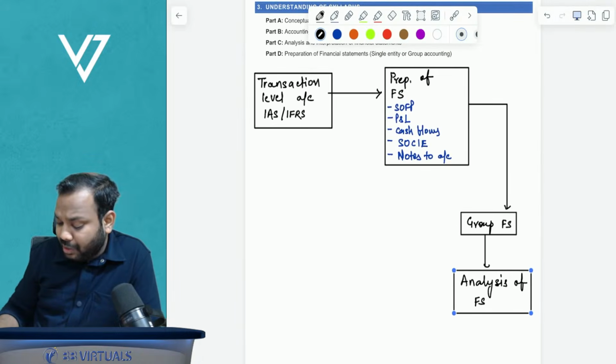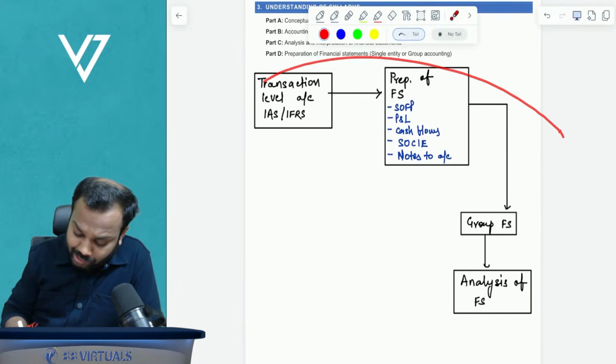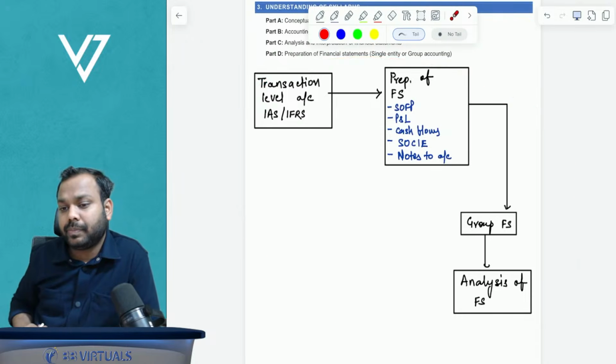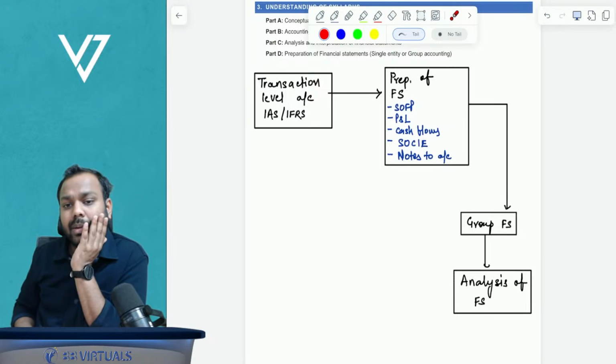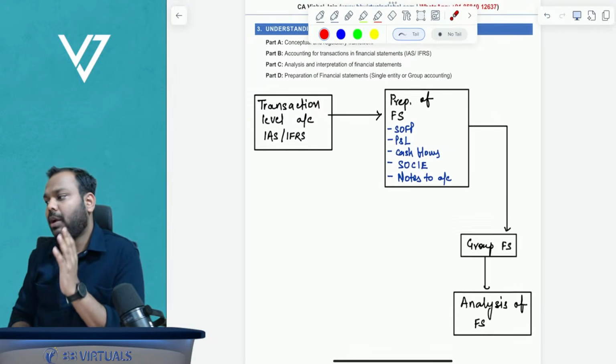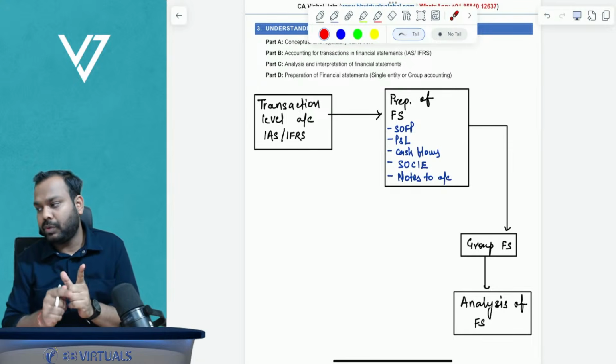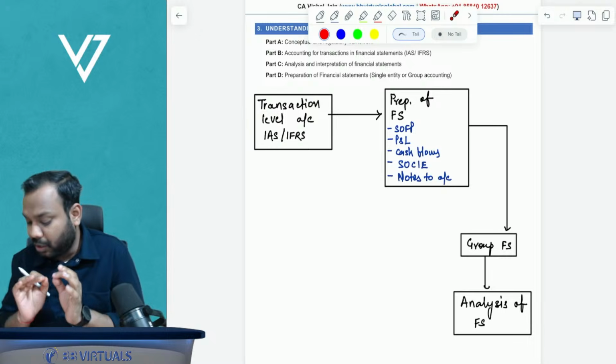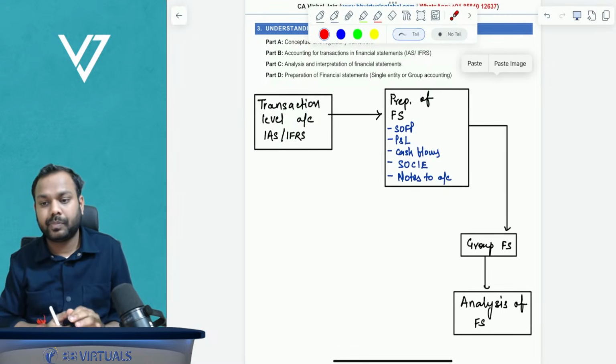Are you understanding? Tell me guys, come on. Are you understanding this chronology? Come on guys, please tell me. I need a response from each one of you. Is this chronology clear to all of you?